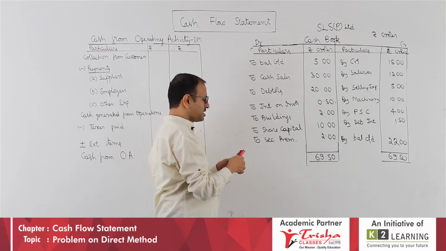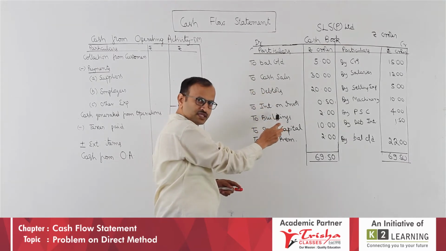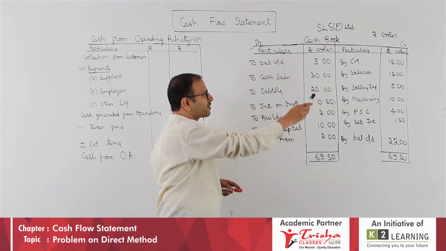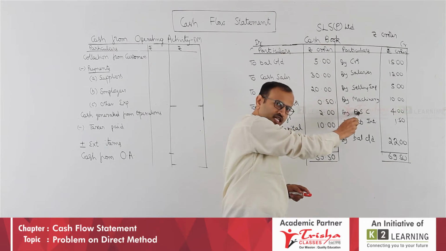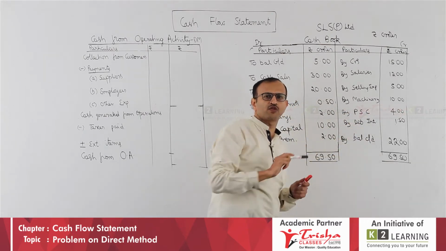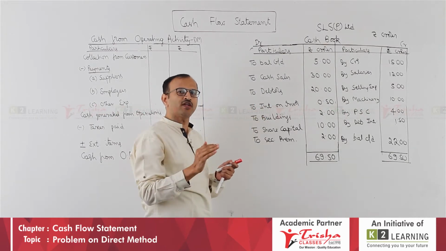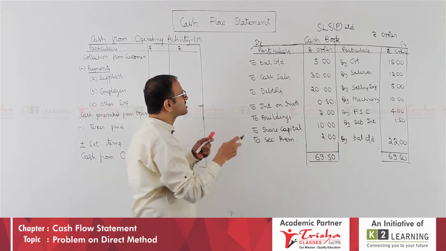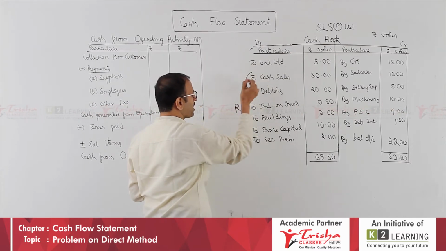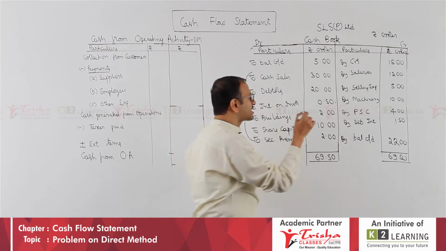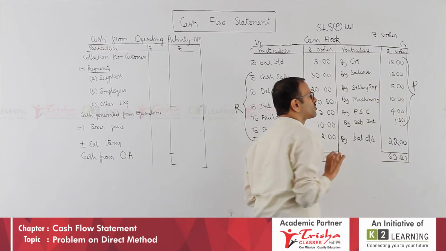Opening balance. Then there is cash sales, debtors, interest on investments, building, share capital, security premium, creditors, salary, selling expenses, machinery, preferential capital, debenture interest and closing balance. If you observe these debits and credits, as you know, any cash book debit side are receipts. All these are receipts, opening balance and receipts. And the credit side, all these are payments. The last one is the closing balance.